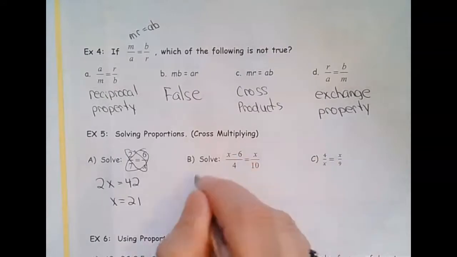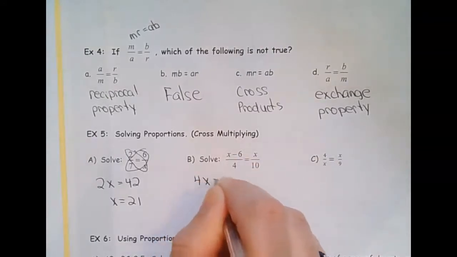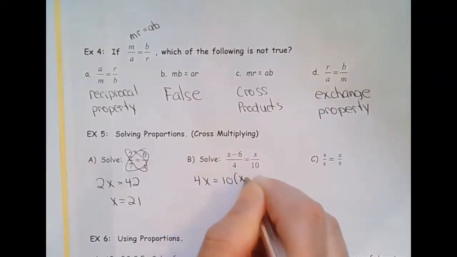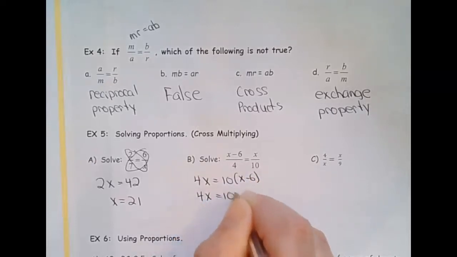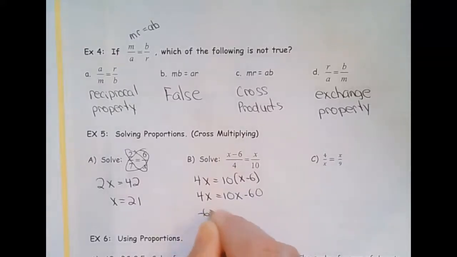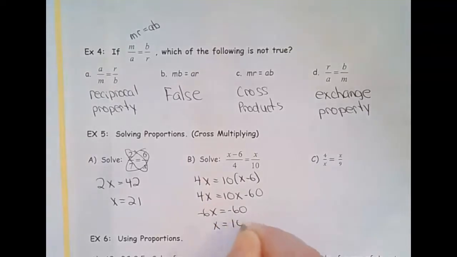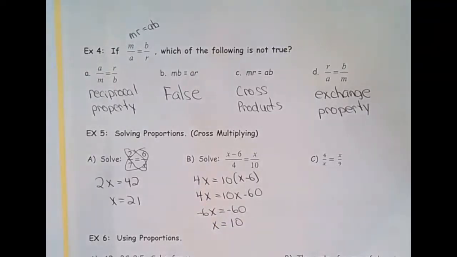Okay, same thing on the next one. I'm going to cross multiply. We've got 4x equals 10 times x minus 6. We need to make sure we distribute. I'm going to subtract the 10x from both sides. We're going to divide by negative 6, and we end up with x is equal to 10.